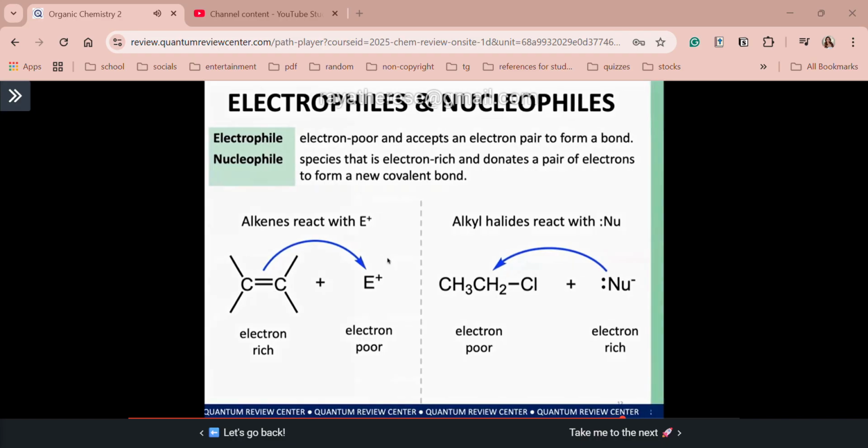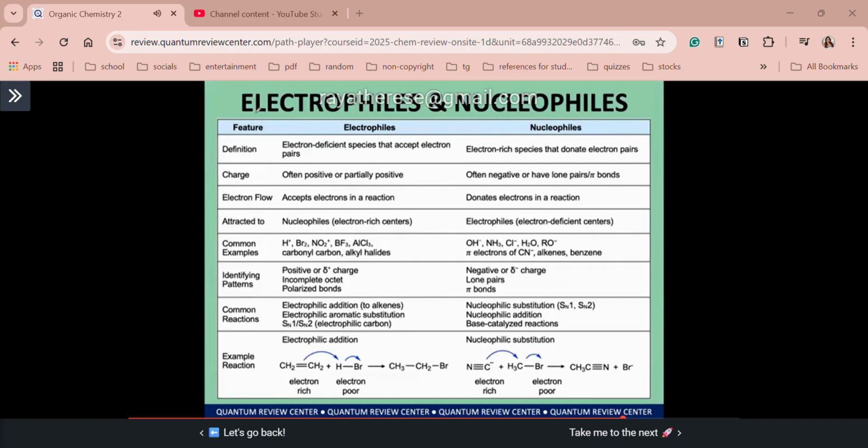As a summary, class, this table is already in your manual. For electrophiles, the straightforward definition is electron loving, so they are electron deficient. Nucleophiles are electron rich. As a tip, electrophiles are usually positive or partially positive, like hydrogen. You also have NO2 plus and boron trifluoride. Please remember our common examples. For nucleophiles, we have negatively charged compounds, or they have lone pairs or pi bonds in their structure. Pi bonds, class, are very rich in electrons.